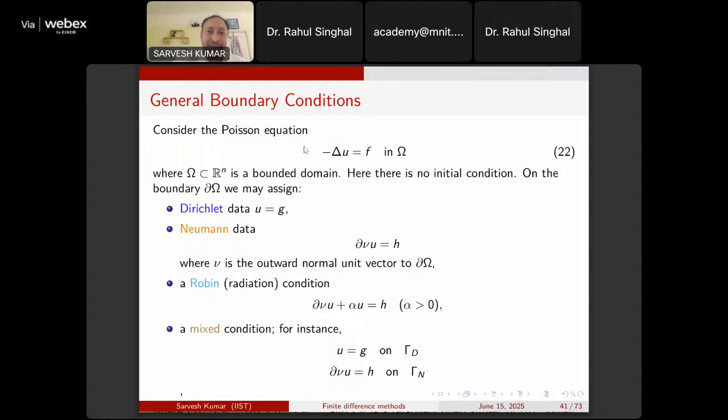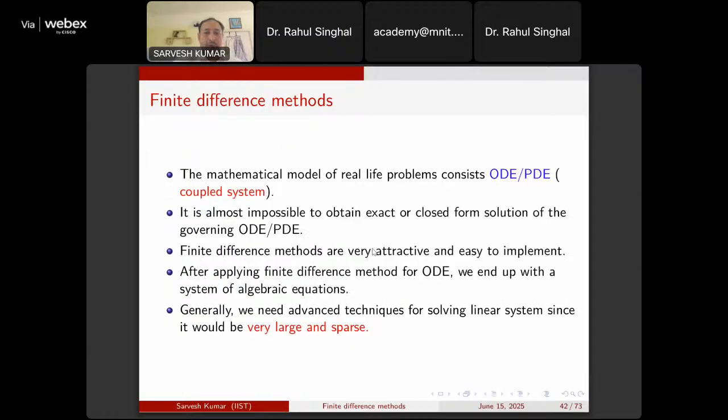So a differential equation or a partial differential equation will come with a boundary condition. It could be Dirichlet, it could be Neumann, it could be Robin, or it could be mixed. But the treatment for each condition is different. We cannot have the same treatment. It's not possible. That's the problem. As I said, if you have a mathematical problem which is coupled, we can't have an analytical solution.